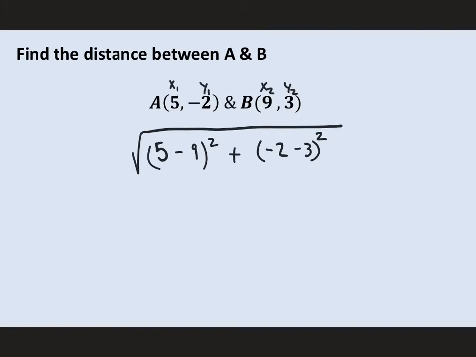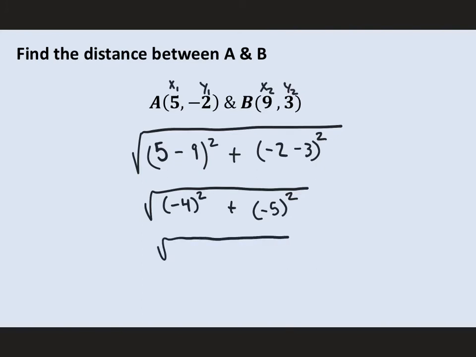So 5 minus 9, that's negative 4 squared, plus negative 2 minus 3, that's negative 5 squared. We're taking the square root of that whole thing. Negative 4 squared is 16, negative 5 squared is 25. Remember, whenever you square something, after this squaring step, both of your values here should be positive. So this is positive 16 plus positive 25. You should never be adding a negative number or subtracting a negative number inside this square root at this point of this problem. Combine those together, that's going to be the square root of 41.